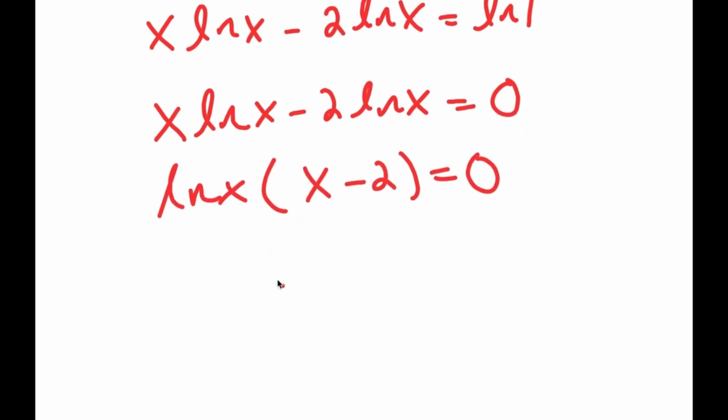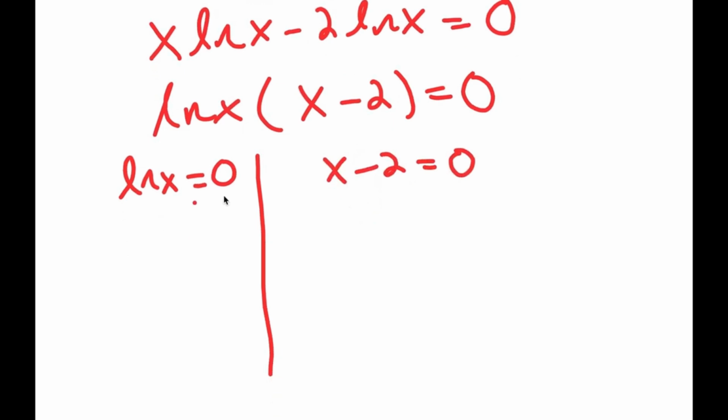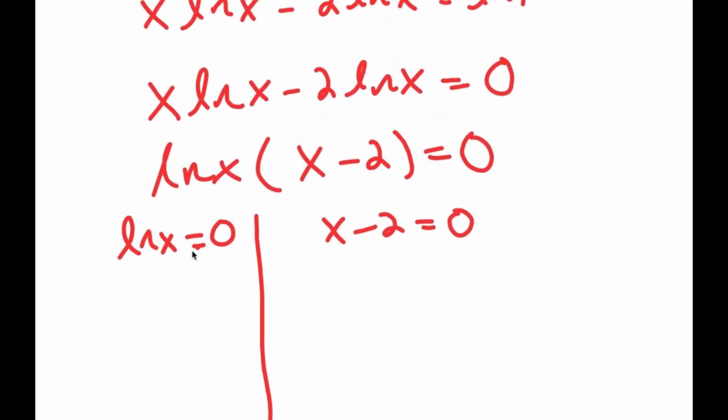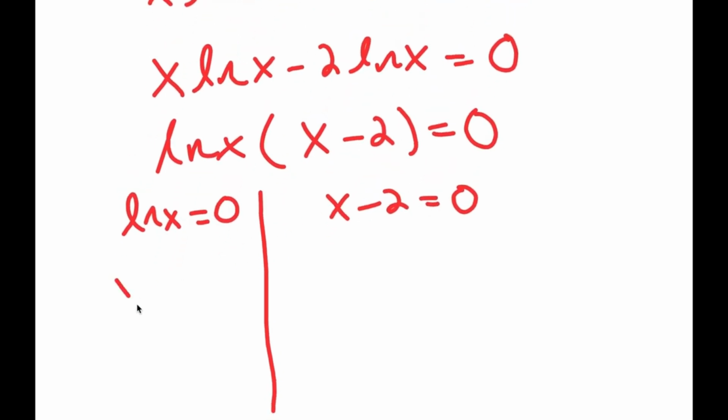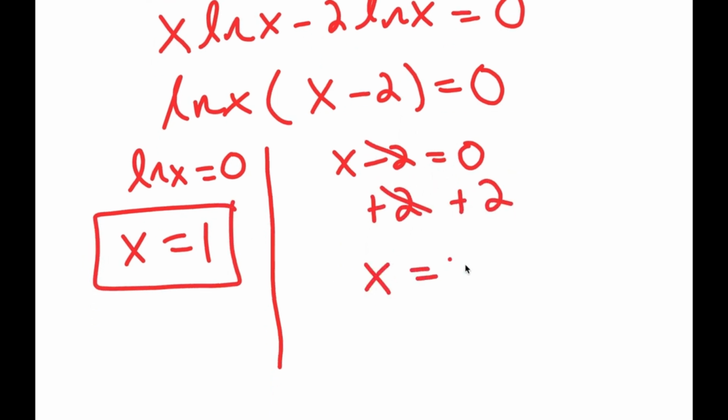And now I get two equations. I get ln x is equal to 0, and I also get x minus 2 is equal to 0. So for ln x equals 0, we already know that ln of 1 is 0, right? So x equals 1. That's one solution of x. And for x minus 2 equals 0, that's simple. All we have to do is add 2 on both sides, and I get x is equal to 2. So x equals 1 and x equals 2 are my solutions.